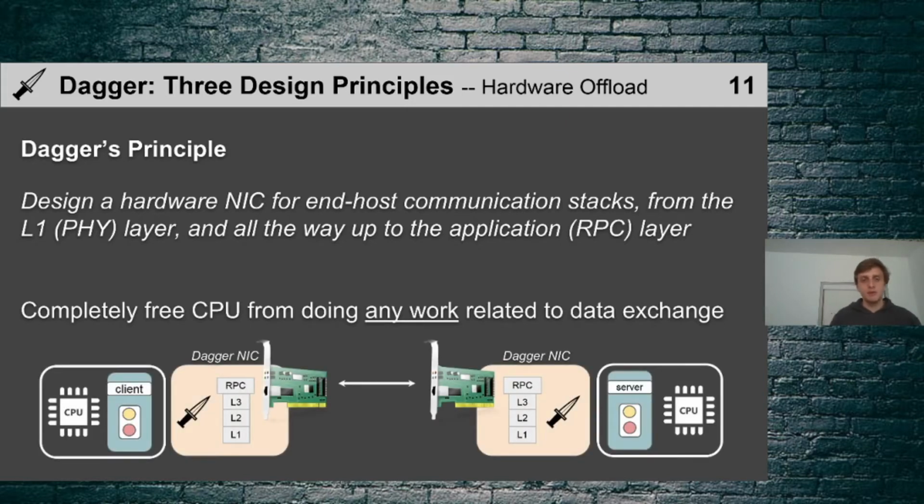This principle is shown in this figure here. The Dagger NIC implements the communication stack from L1 to the RPC layer and only communicates ready-to-use objects with the applications, both on the client and server side. And the only operations that clients and servers need to do is just reading and writing RPC objects into the dedicated pre-allocated memory buffers shared with the NIC.